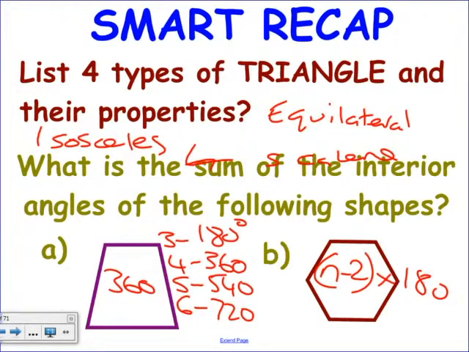Yeah? So you can either do this, start off with a 3 and a 4 because you know it's 180 and 360 and keep adding 180, but that does the same thing. That's what that does. Okay? Good.